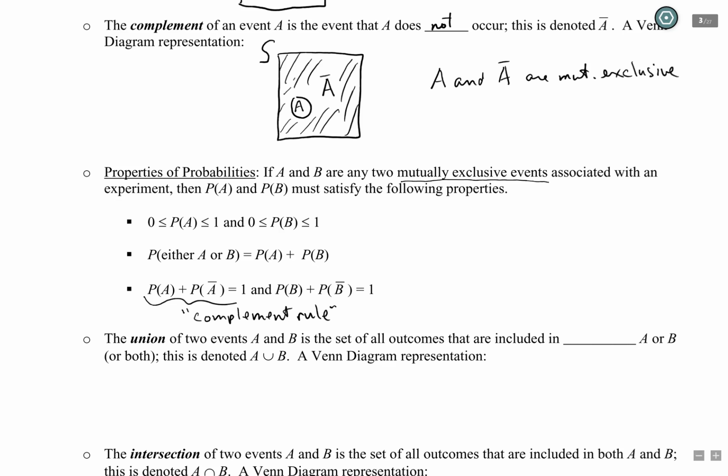And if you look at the picture of this Venn diagram here, that makes sense. Okay, if the probability of the sample space is 1, which is very intuitive, the chance that you would see something from your sample space is 1, then the chance of seeing something in A plus the chance of seeing something in A complement should be 1.